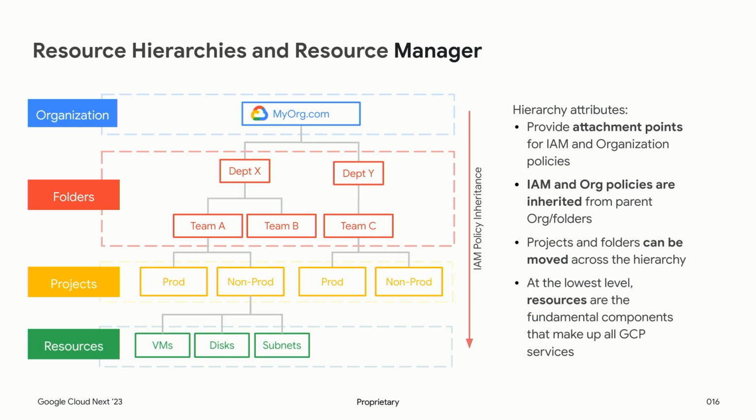So let's look at this diagram. You have your organization at the top, and then you have departments, which are folders, and then you have teams that are subfolders of the departments, and then you have prod and non-prod.